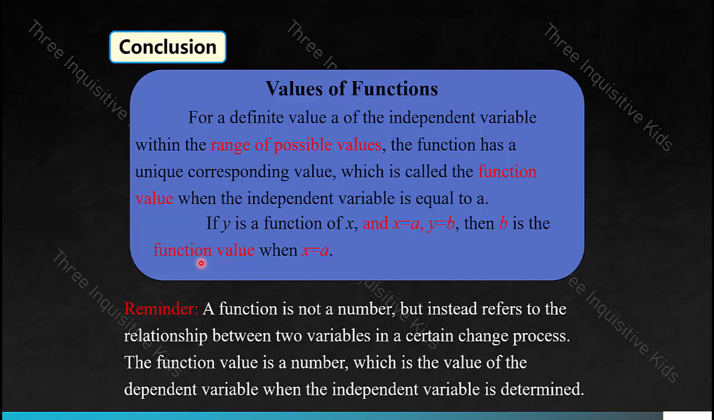So, reminder, a function is not a number, but instead refers to the relationship between two variables in a certain change process. The function value is a number, which is the value of the dependent variable when the independent variable is determined. We talked about how the independent and the dependent variables have a one-to-one correspondence in functions. So a function value would be the corresponding value of the dependent variable when the independent variable is given.